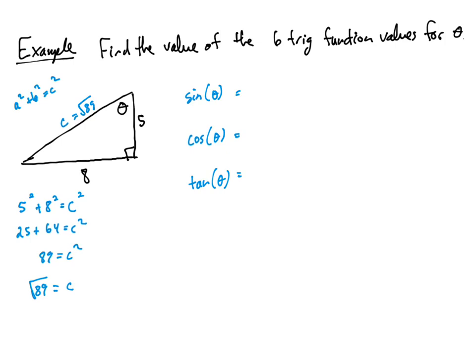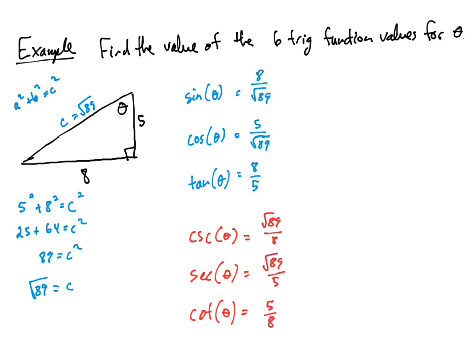And then after that, we're going to find the reciprocals. So cosecant of theta, secant of theta, and cotangent of theta. I recommend you pause the video here and see if you can figure out these 6 values. All right, here are the 6 values.